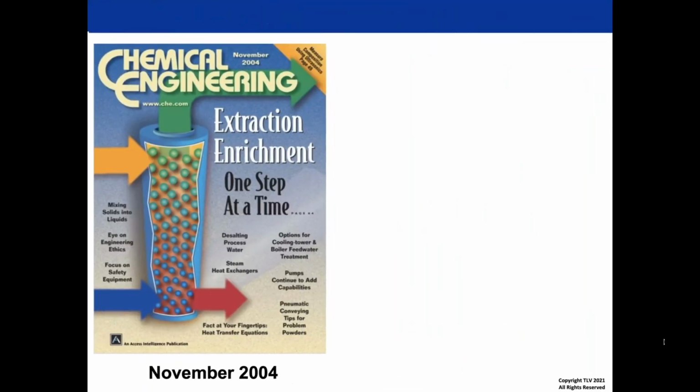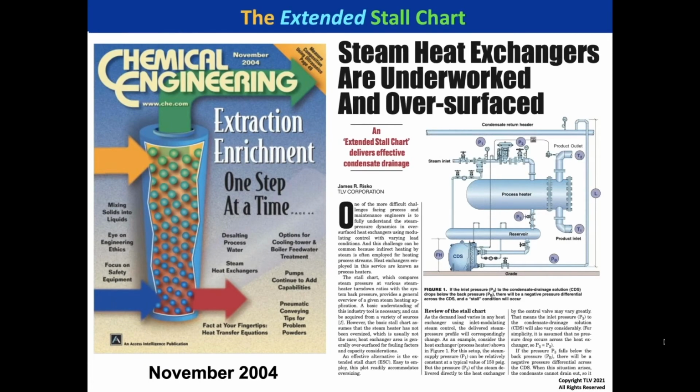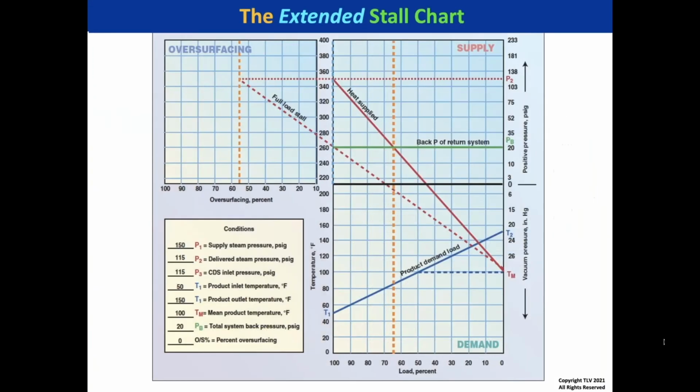In 2004, I wanted to discuss stall further, so I wrote another article. This one was to introduce my extended stall chart. The article is "Heat Exchangers Are Underworked and Oversurfaced." The key word there is oversurface. You can't put a heat exchanger in for the same amount of surface as the demand. You have to oversurface it to make up for fouling.